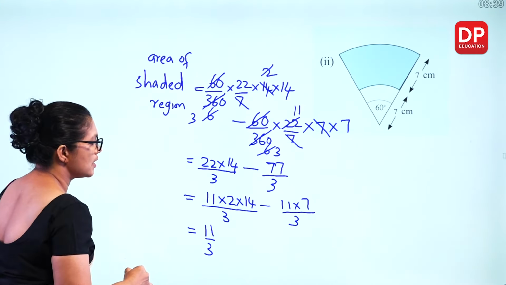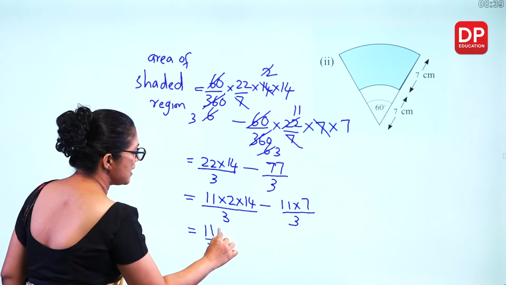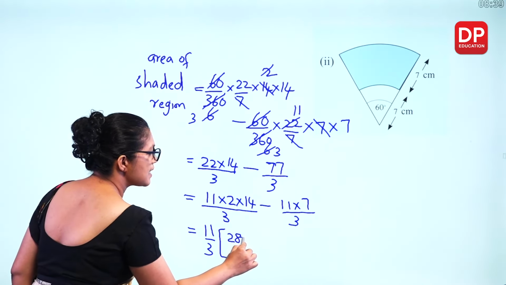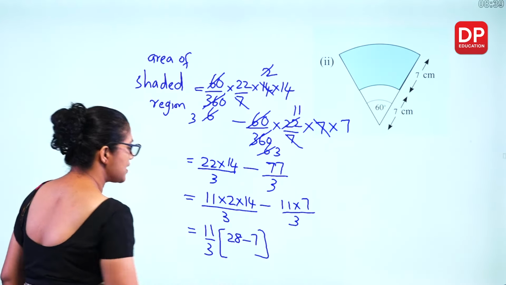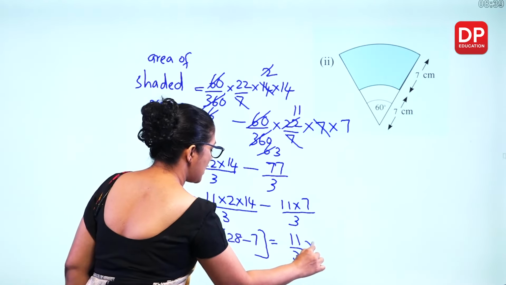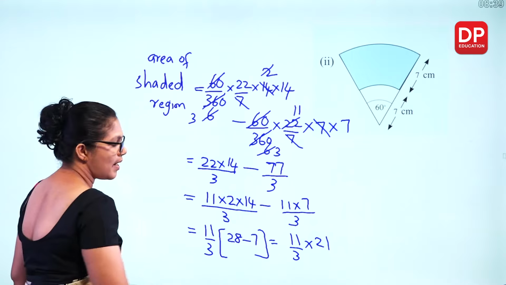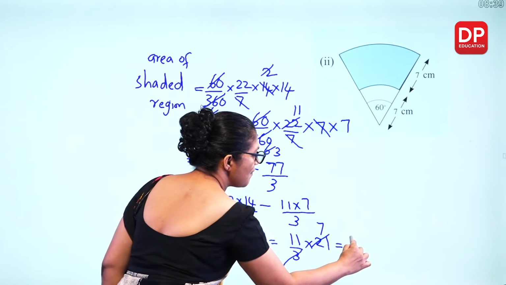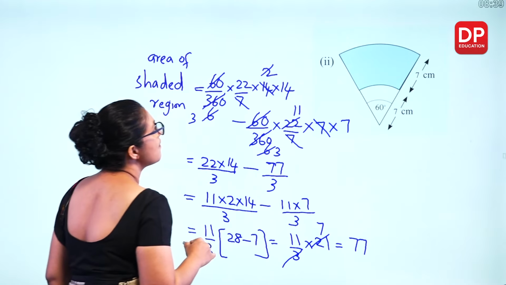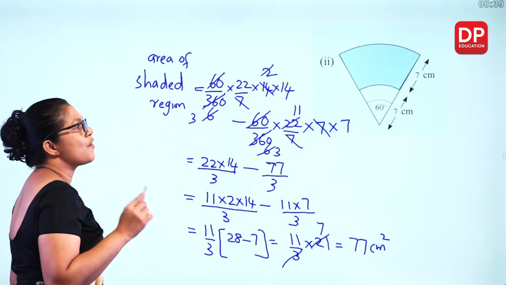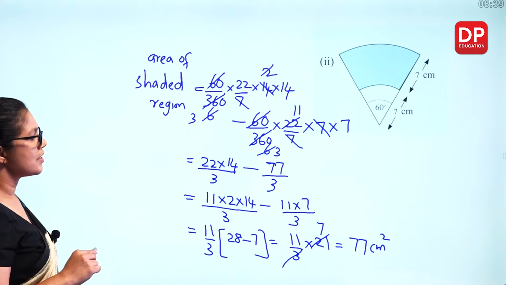Take it out. So what's remaining? You get 2 times 14, 28 minus 7. So what is 28 minus 7? You get 21. Now I can see 3 and 21, you get 7. 11 times 7, you get 77 square centimeters for the shaded region.